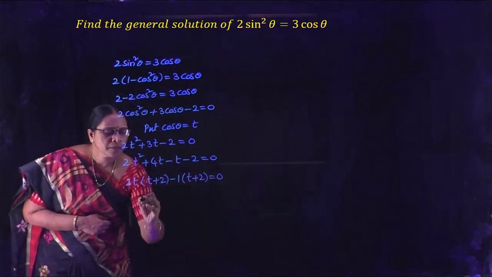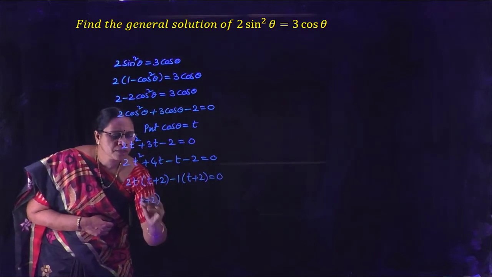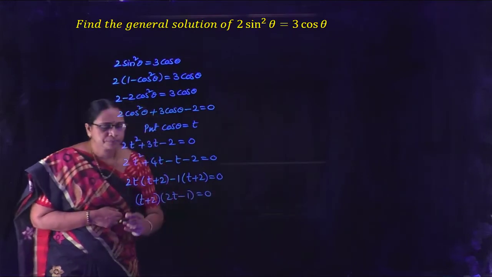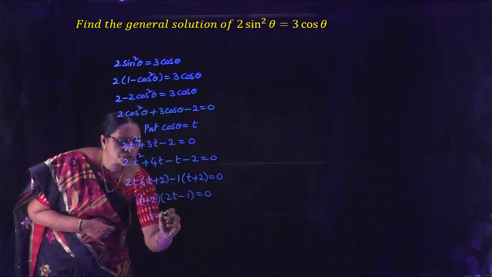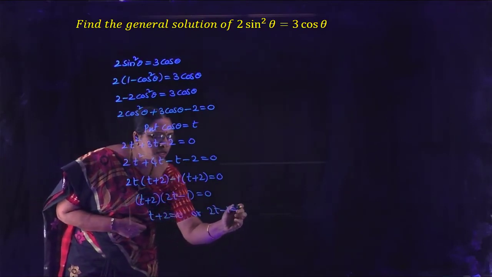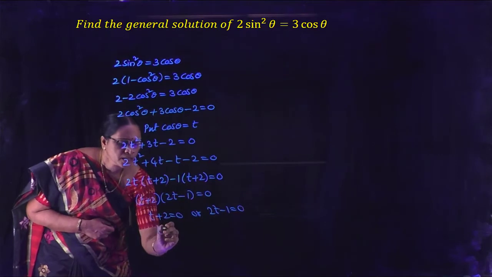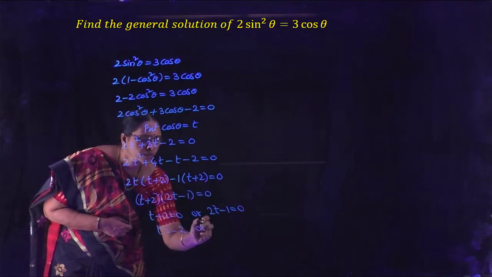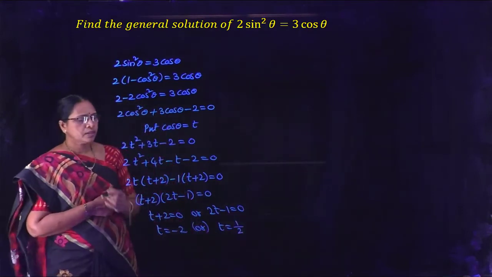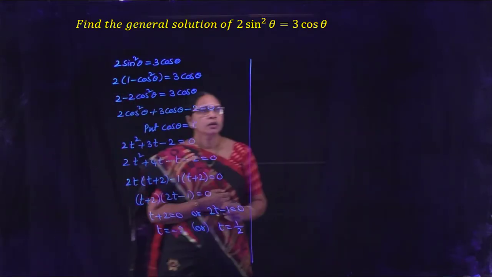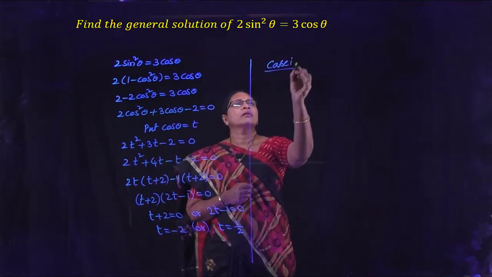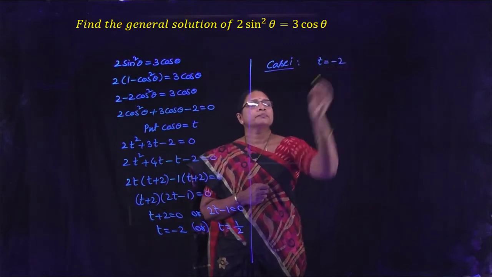Here t plus 2 common. T plus 2 into 2t minus 1 equal to 0. Here t plus 2 is equal to 0 or 2t minus 1 equal to 0. T is equal to minus 2 or t is equal to 1 by 2. Here there are two cases that arise. Case 1 is t is equal to minus 2.